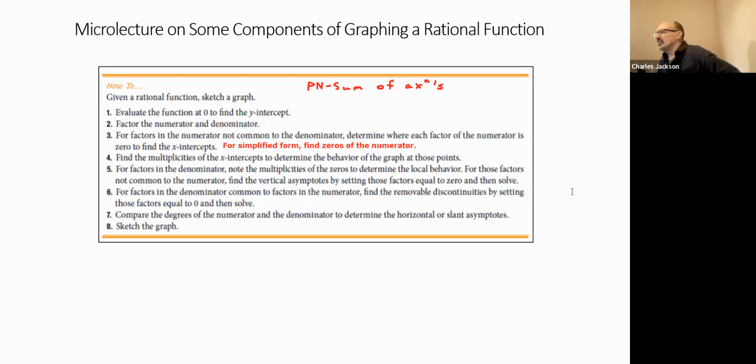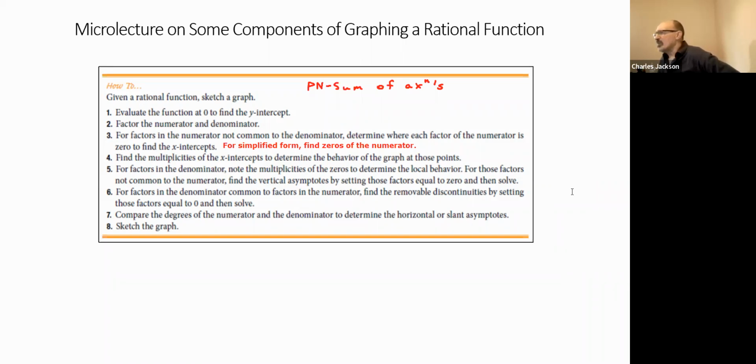Find the multiplicities of the x-intercepts to determine the behavior of the graph at those points. Does it go straight through? Does it bounce off the x-axis? Does it wiggle?